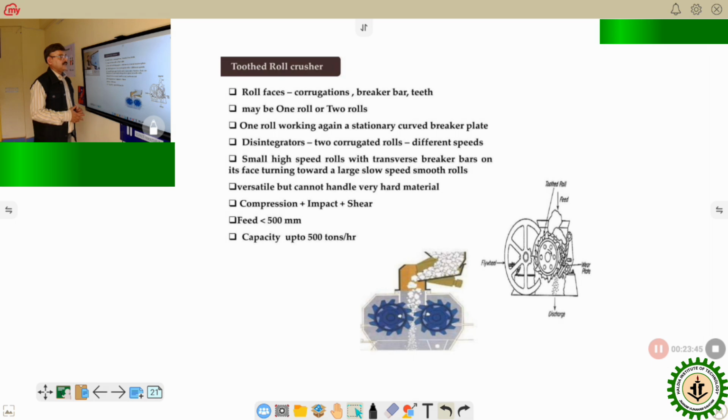Tooth roll crusher: you might have seen on the roadside also, where sugar cane is crushed by this kind of roller. Two rolls are there, but those are tooth rolls, not smooth rolls. Sugar cane is a soft material, so the acceptance of the sugar cane will be better if the surface is made smooth.